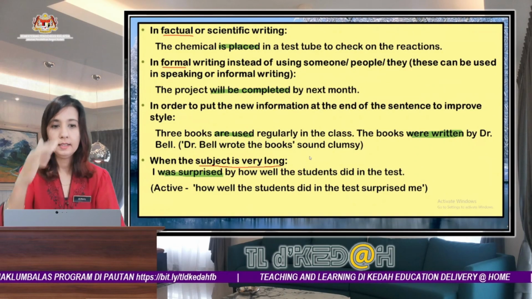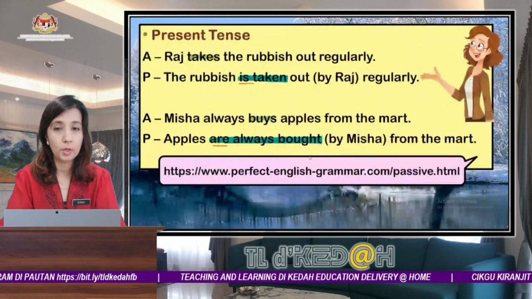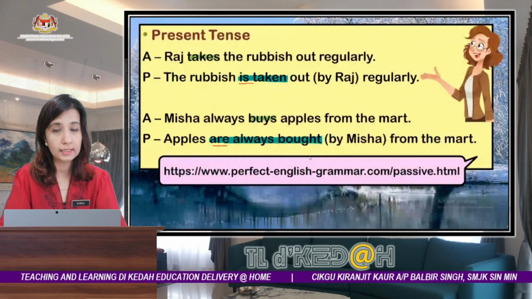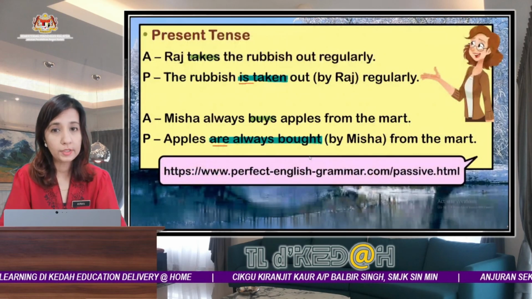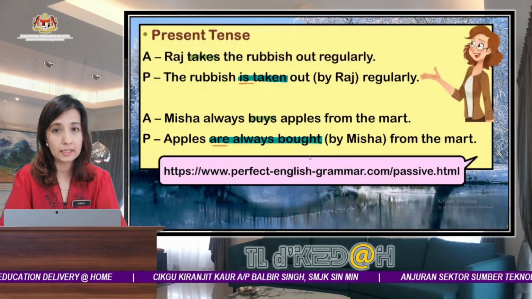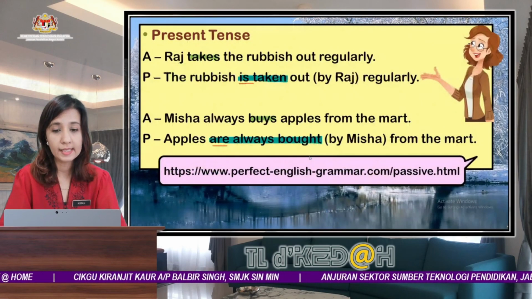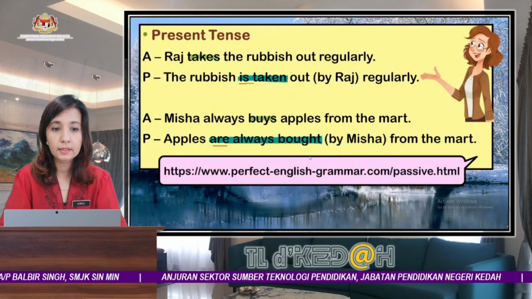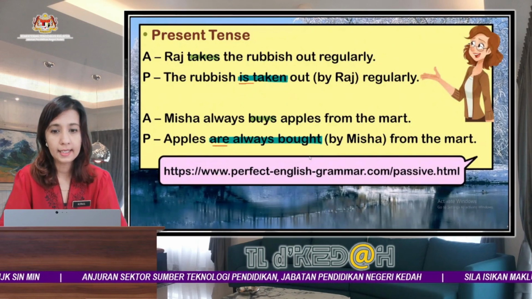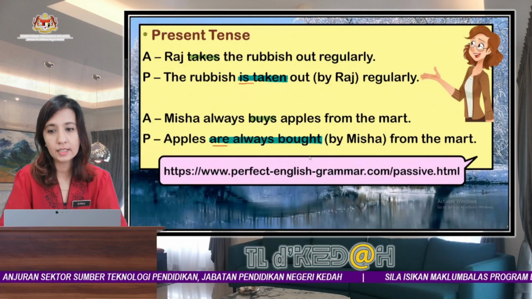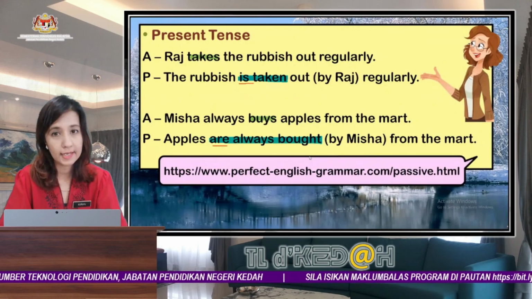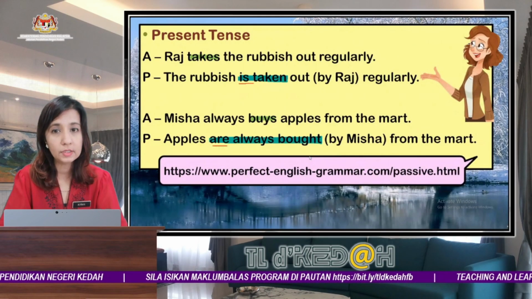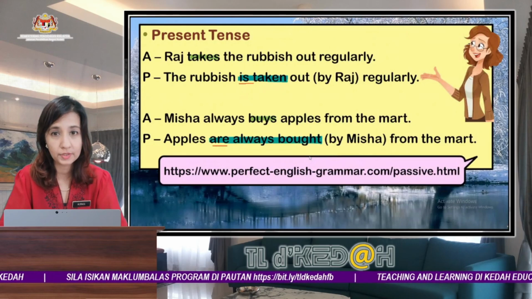Now, let's look. If a sentence in active form is in present tense, for example, "Raj takes the rubbish out regularly," takes here is present tense. So when you change it to passive form, it should also be in the present form. So it should be present tense plus the participle form of the verb. For example, "The rubbish is taken out by Raj regularly." Here, if you don't mention "by Raj," it's still correct. The focus here is on the rubbish. Rubbish is uncountable, so we use "is." You cannot count rubbish, right?